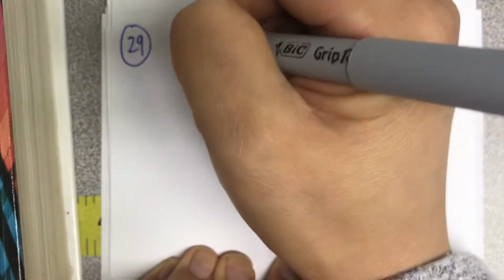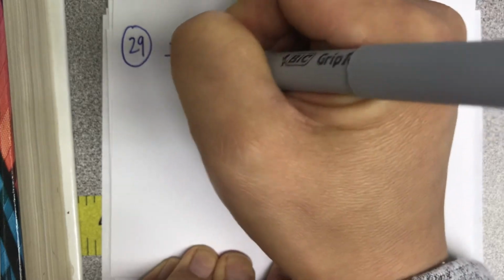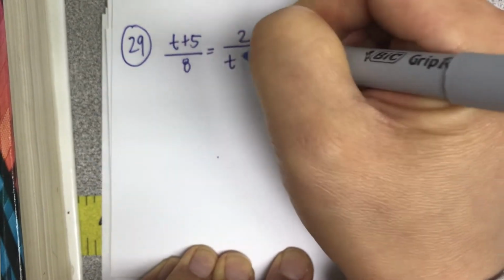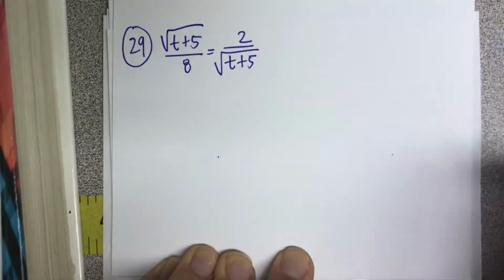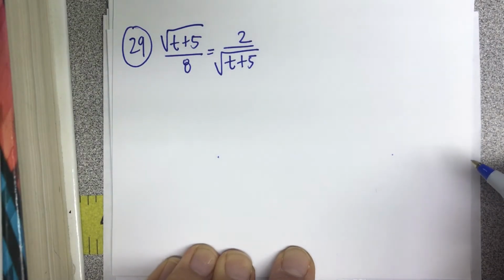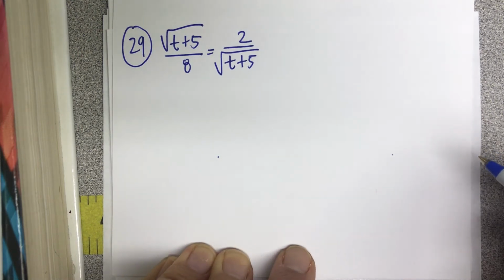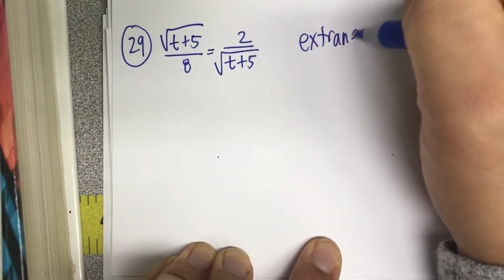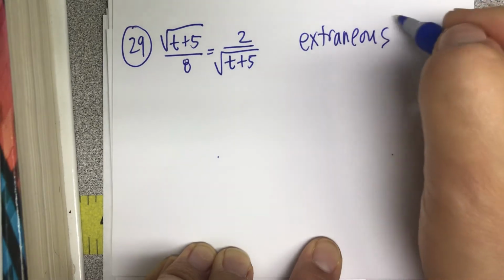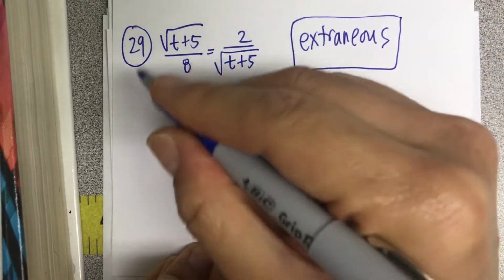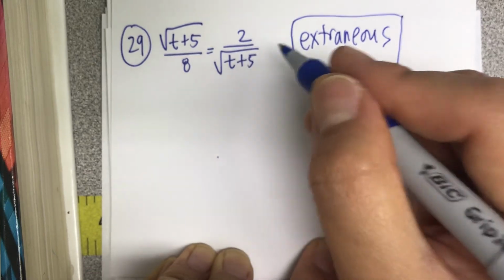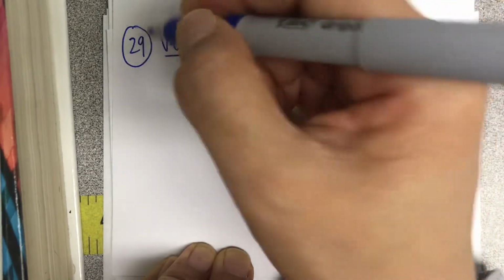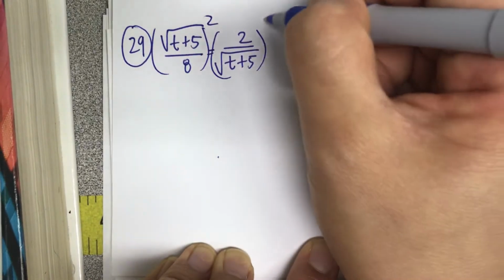The last one is number 29. And this one gives you this expression, the square root of (t + 5) over 8 equals 2 over the square root of (t + 5). Okay, so you should already know what to do, but they already tell you what to do. They tell you that you got to square both sides. And they say that two solutions are produced. What's the value of the extraneous one? Remember what extraneous means? Extraneous means this is one of the solutions that when you plug it right back into the original equation, it does not work. Okay, so we're going to do exactly what they told us to do. We're going to square it, but we should know to square it anyways because that's ugly.